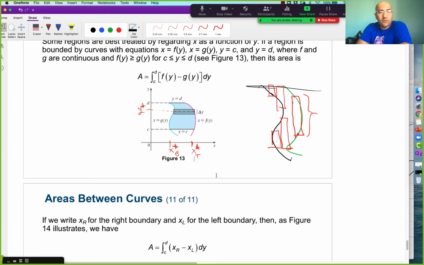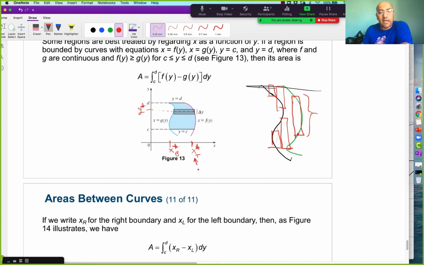Good. So if the red one is the f of y function, and the blue one is the g of y function, then we would subtract them in this order, where f is going to lead to the x sub t value, the top one, and g is going to lead to the x sub b value, the bottom one. Or we can turn our language into right and left, since it's the biggest one. So that's what your author has done here.